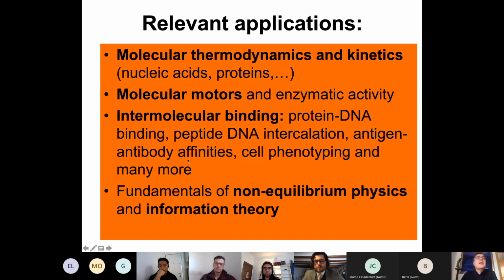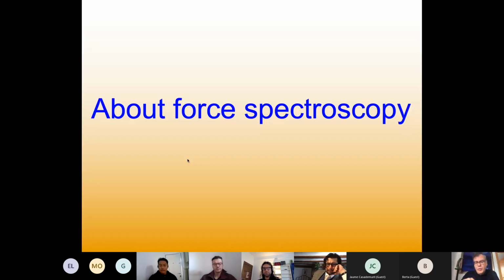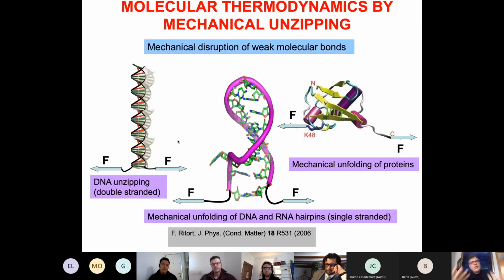We can also use these force techniques not just to measure energies, okay, in joules, in kcal per mole. We can measure bits. So that's quite remarkable that you could use force measurements to measure bits, okay, and that's something we can do, as I will show you later on. So about force spectroscopy and applied to molecular thermodynamics, I collect here one or two examples.